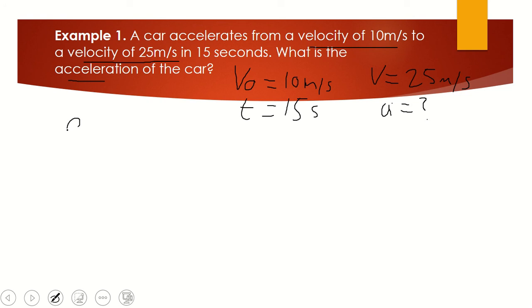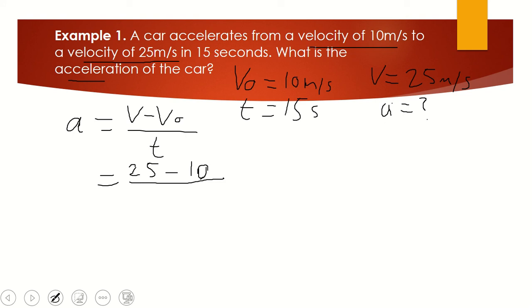So acceleration is change in velocity, v take v naught, over time. Substituting into our formula, we're going to have 25 take 10 over the amount of time taken, which is 15. So 25 take 10 is 15, 15 divided by 15 is 1, so it's 1 meter per second squared.